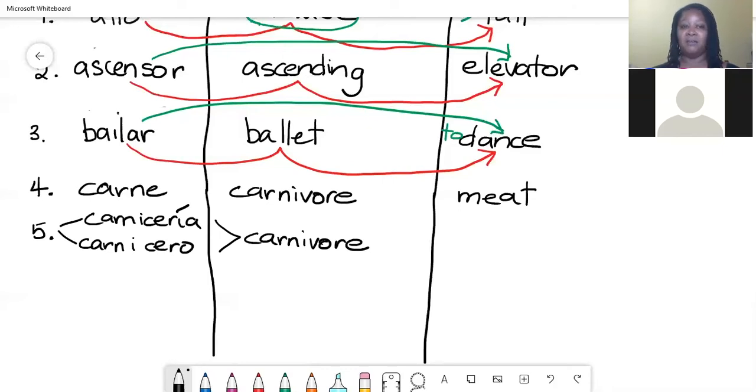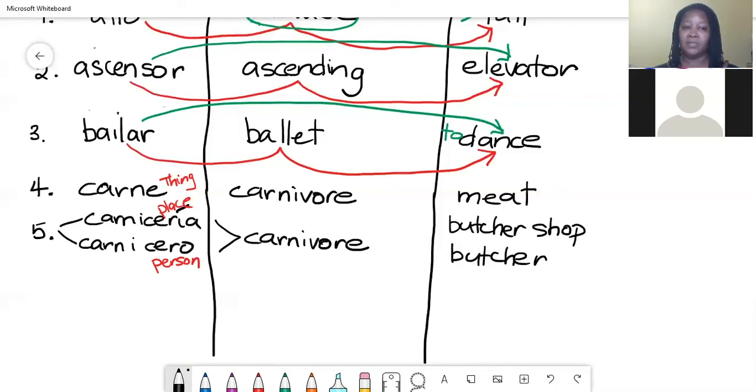And all that you have to do in this case is realize that carne is the thing. So it's three nouns. Carne is the thing. Carniceria is the place. And the carnicero is the person. And so our English meaning converts over here for these last two. Our English meaning converts to butcher shop and butcher. Cinco más.